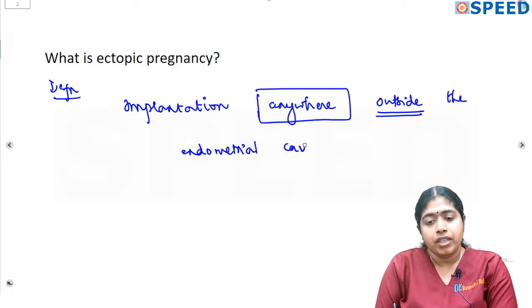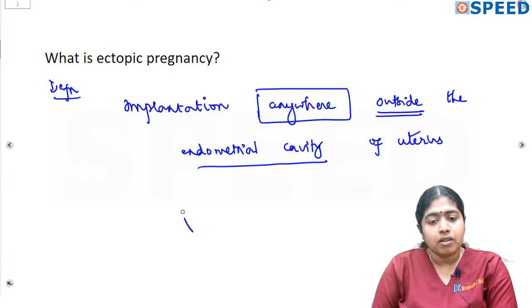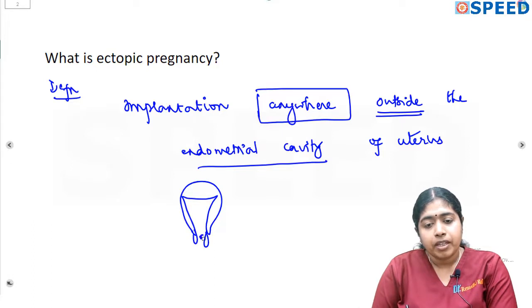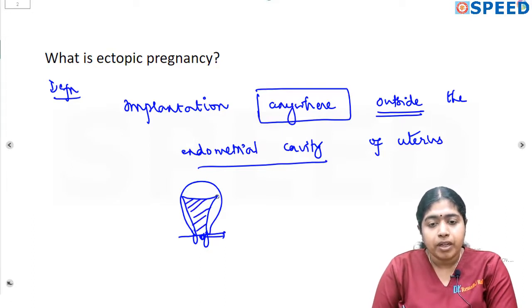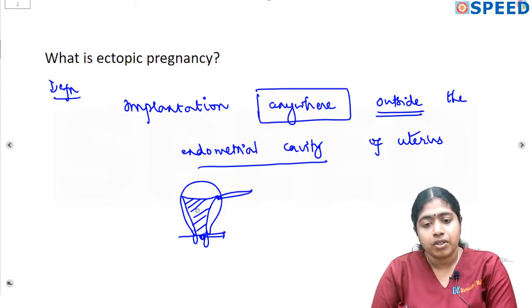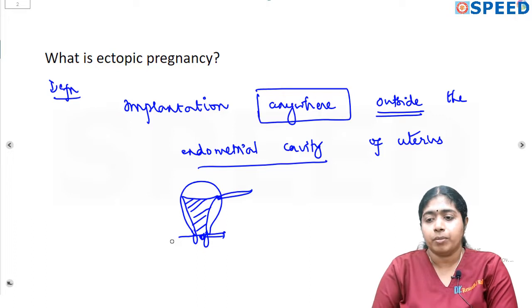Endometrial cavity. See, we can also have ectopic in the cervix. If implantation is occurring in the cervix, then that is also an ectopic. This is endometrial cavity. Fine. And say this is cervix. If implantation occurs here, it is again ectopic because this is not endometrial cavity. Let me shade the cavity. This is only the cavity. If implantation occurs here in the cornu of the tube, even then it is ectopic. You understand? Because the implantation is not in the cavity. So I repeat the definition. Implantation anywhere outside the endometrial cavity of uterus is ectopic pregnancy.